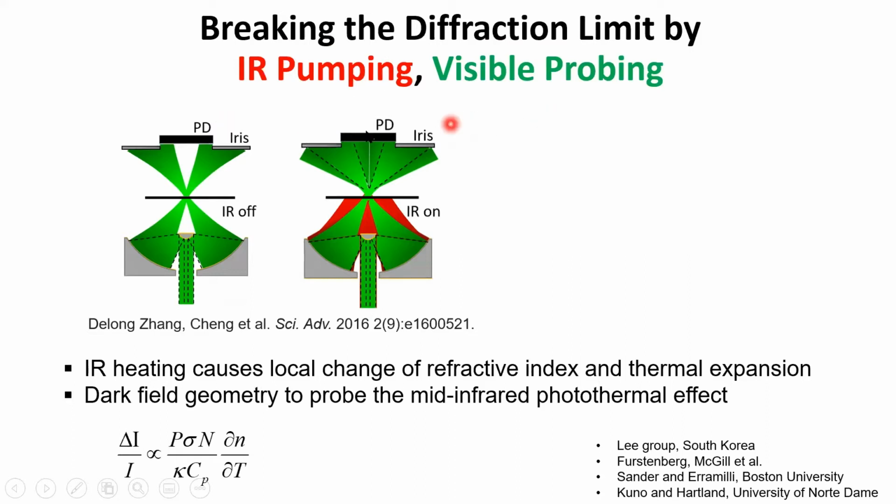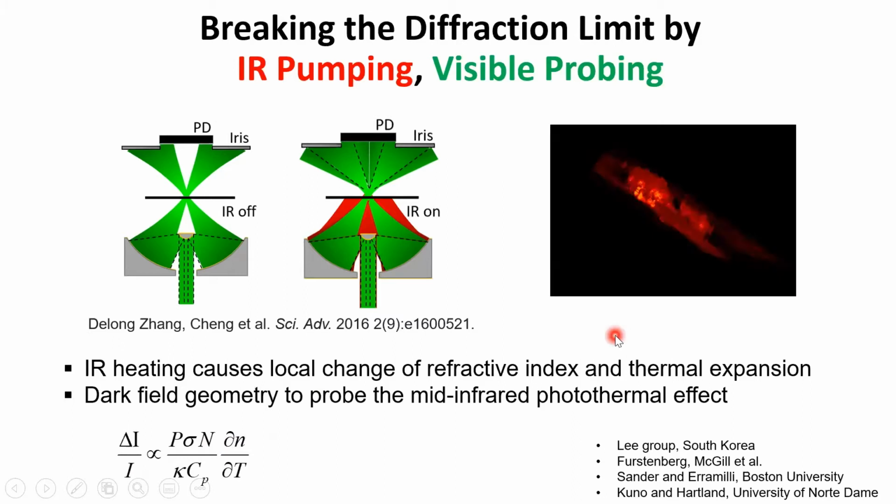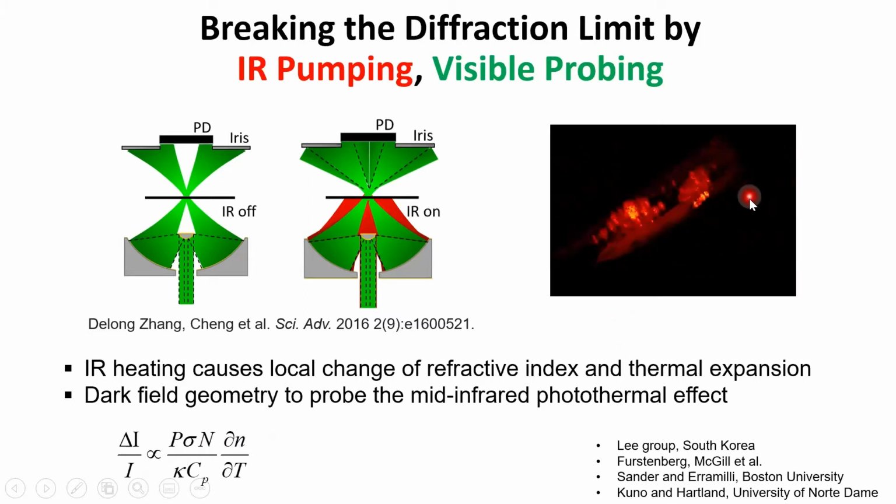The idea is that we're using a dark field geometry. So in physics, the IR heating will cause a local change of the refractive index and the thermal expansion of the object. Then we can use a dark field geometry to probe this mid-infrared photothermal effect. So in theory, the intensity change is proportional to the refractive index change and also the number of molecules in the focal volume.